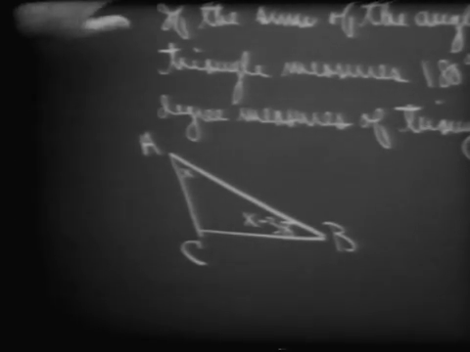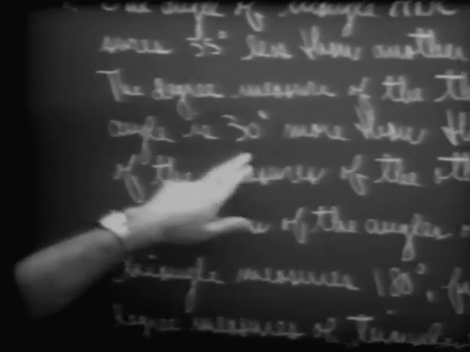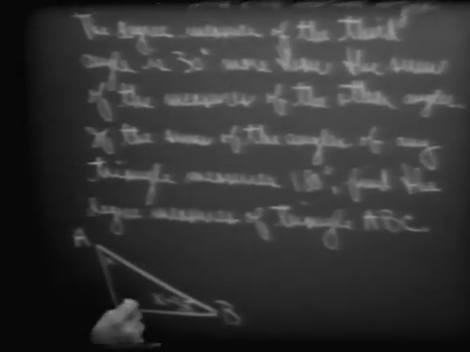All right. Now, the degree measure of the third angle is 30 degrees more than the sum of the measures of the other two. So what's the sum of the other two? Yes. 2x minus 35 is the sum of the other two. And the third one here, we're told, is 30 degrees more than that. So give us a simpler name for this third angle in here.